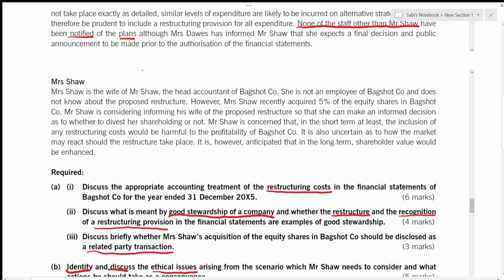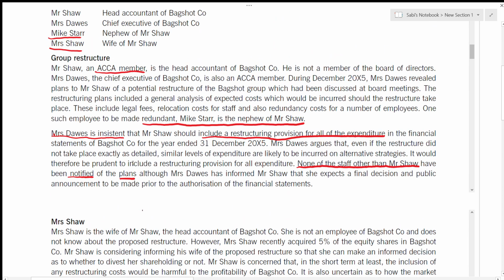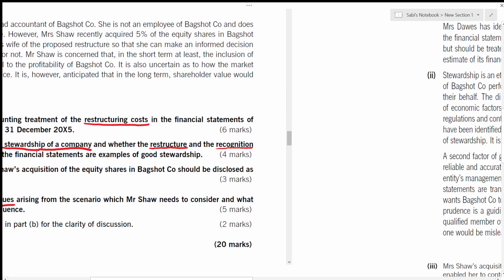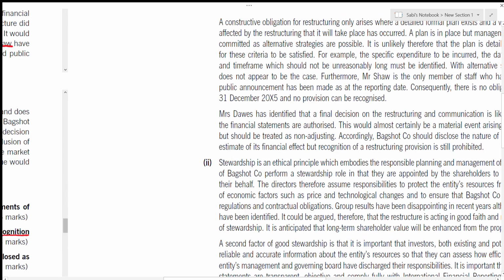Discuss the appropriate accounting treatment of restructuring costs in the financial statements. Now we have to talk about what the restructuring costs are. We need to talk about the legal fees, the reallocation cost for staff, the redundancy cost, all these costs. Now let's see how the answer has been presented for the first part.